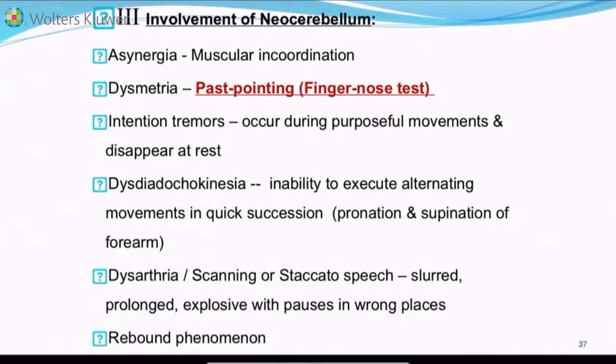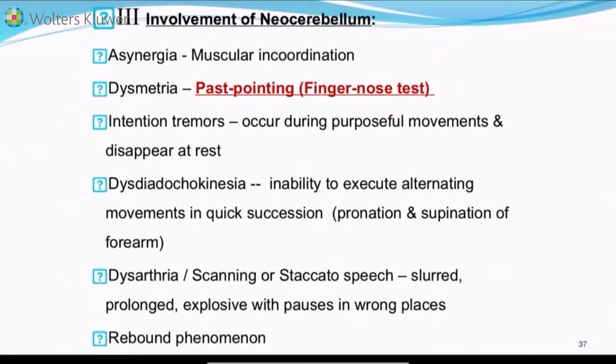So if you have any problem or involvement of the neocerebellum, the patient will not be able to close the eyes and touch the tip of the nose with his own finger. This is known as past pointing or finger nose test, and this condition where he is not able to do so is known as dysmetria.